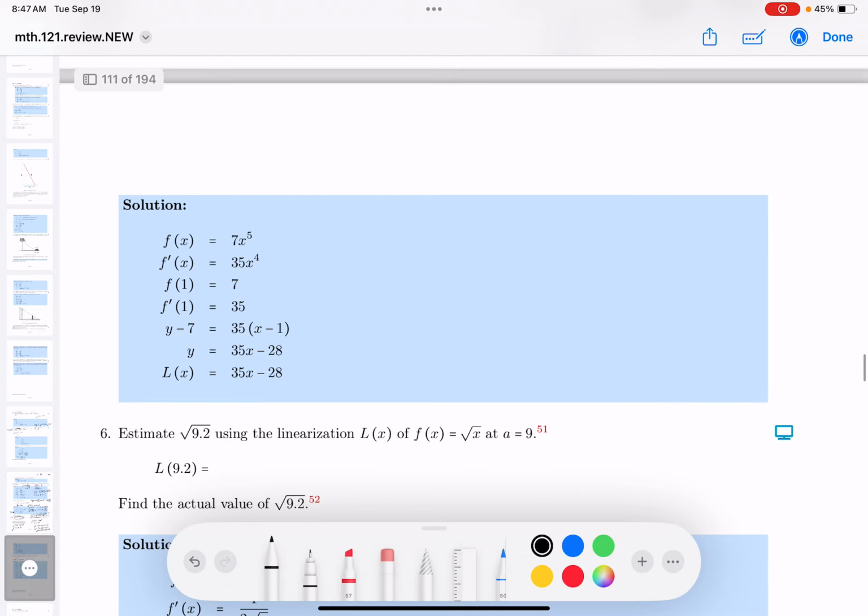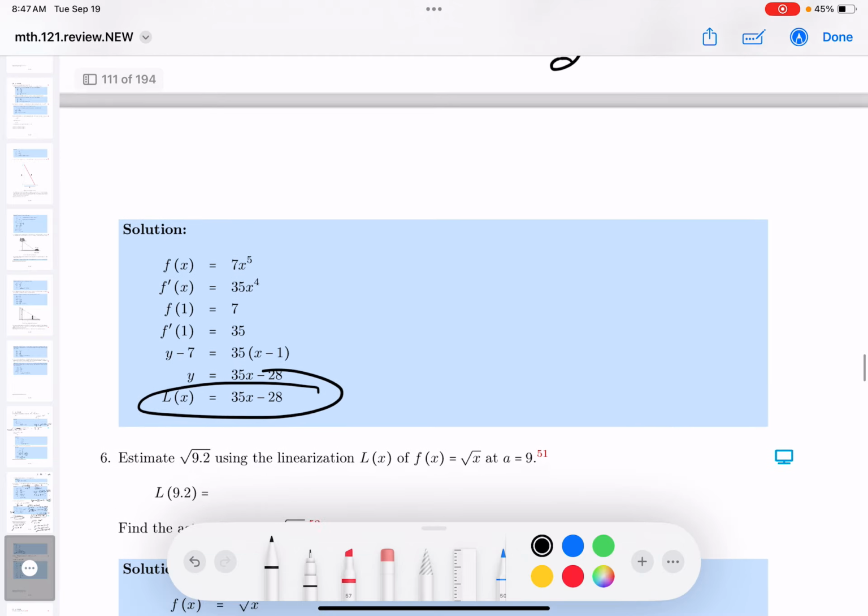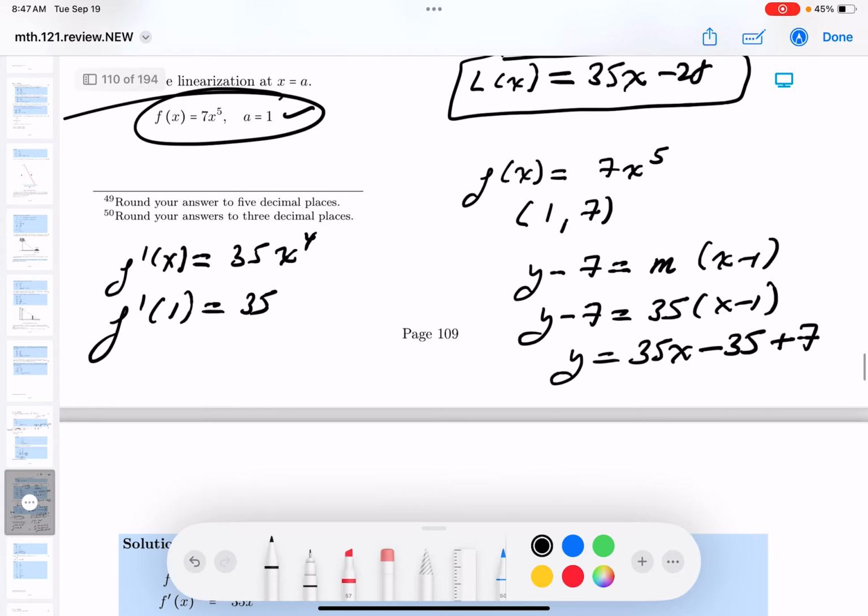Let's look at the key and see if we got that. And we did. L of x is 35x minus 28. We're good to go to the next question.